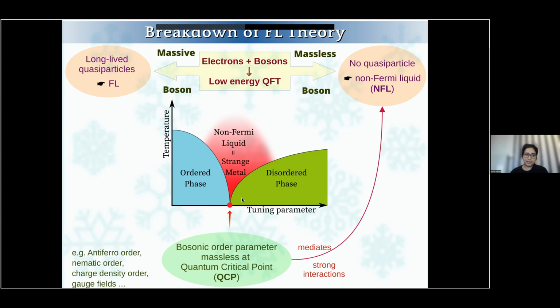A typical example is a quantum phase transition, which is a continuous phase transition occurring at zero temperature as a function of some tuning parameter. So there is an ordered phase and a disordered phase, and the phase transition is brought about by the presence of a bosonic order parameter, which becomes massless right at the quantum critical point. This bosonic order parameter can mediate strong fluctuations, which can lead to the destruction of the quasi-particles. Examples are antiferromagnetic order, Ising nematic order, charge density order, or even some artificial gauge fields or real gauge fields in systems.